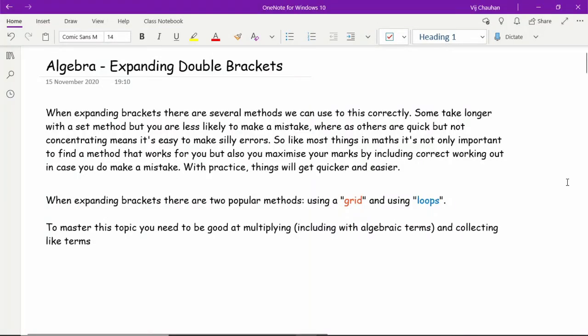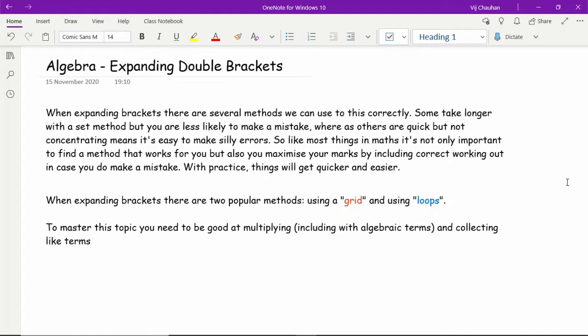So when expanding brackets, there are several methods we can use to do this correctly. Some take longer with a set method, but you're less likely to make a mistake, whereas others are quick, but not concentrated, meaning you're very prone to making silly mistakes. Like most things in maths, it's important to find a method that works for you, but also to maximise your marks by including correct working out in case you do make a mistake. And with practice, things will get quicker and easier, and that will coincide with your understanding.